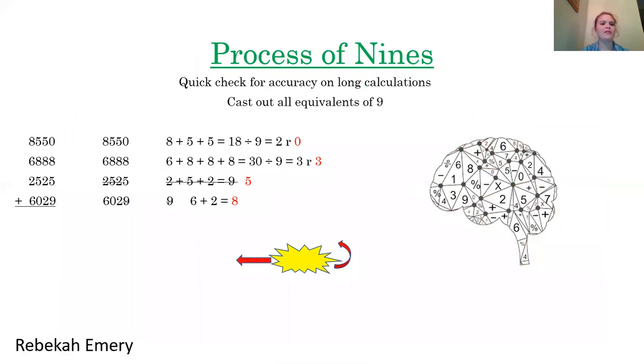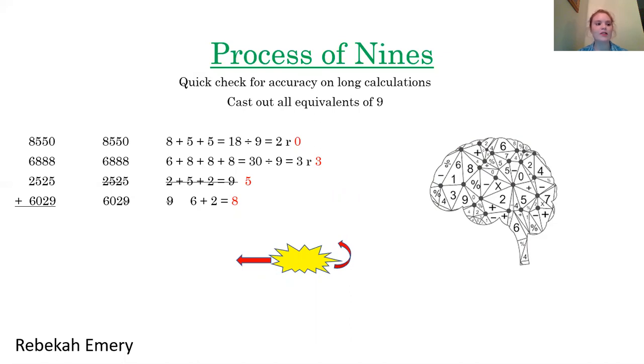How can the process of nines help in solving this problem? Well, it is sometimes very time-consuming to check your calculations without a calculator. I have a method that is historically referred to as casting out nines, now referred to as the process of nines, that will give a good indication of the accuracy of your calculations fairly quickly. Let's examine this process using this example.